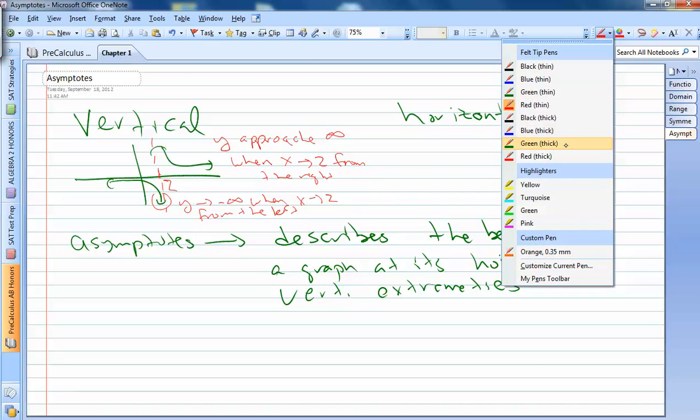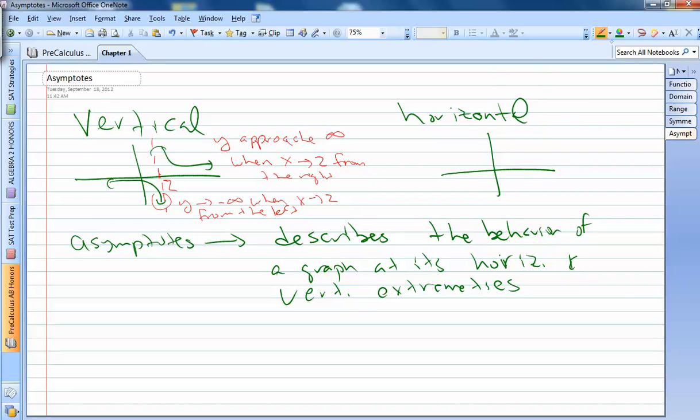Horizontal, so say we were to see a graph that looked like this. So with the dashed line here is a horizontal asymptote. So basically, when x is approaching infinity, and let's say this is at 2 again, y is approaching 2. So when we get very close to 2 for y, we see that x gets really, really large.